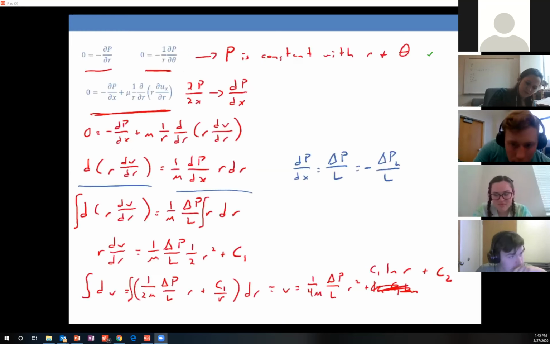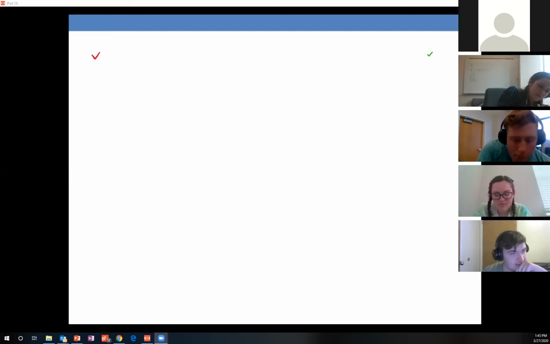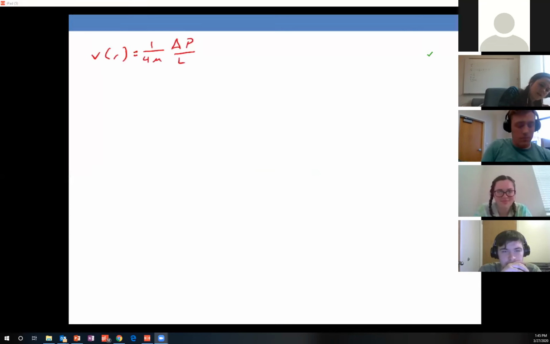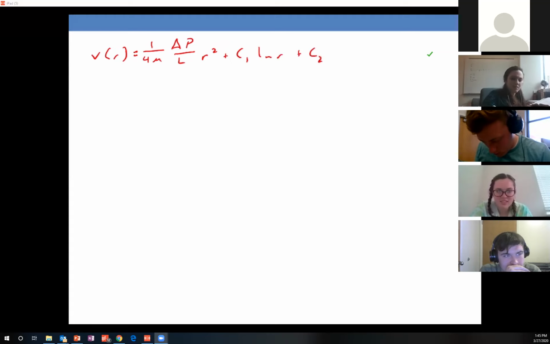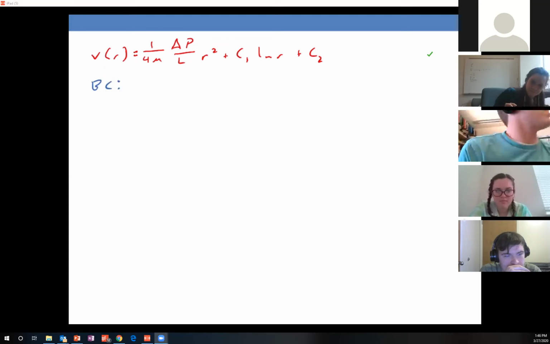Let's just write. So now we have V of R is equal to 1 over 4 mu delta P over L times R squared, plus C1 natural log R plus C2. And I'm going to write out what our boundary conditions are. So we need two boundary conditions.